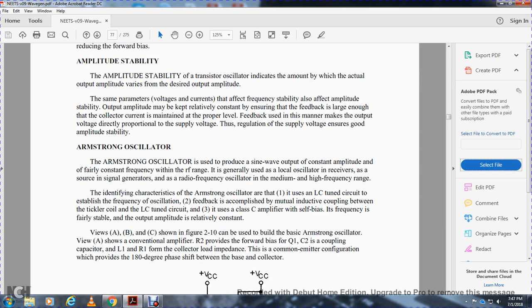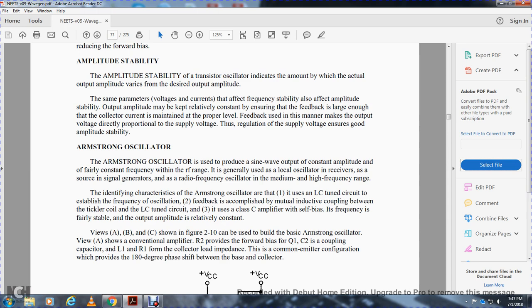Now the Armstrong oscillator. The Armstrong oscillator is used to produce a sine-wave output with a constant amplitude and a fairly constant frequency in the radio frequency range. You generally use it as the local oscillator in a receiver, that is, the source of signal generated by radio frequency oscillators in the medium, high, and very high frequency ranges.